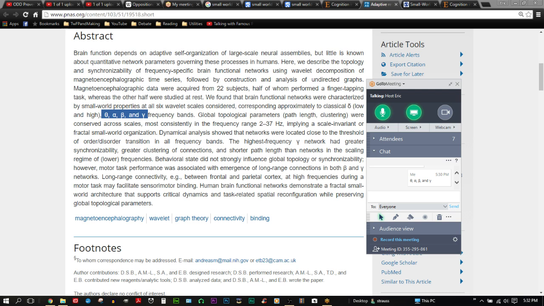Behavioral state did not strongly influence global topology or synchronizability. However, motor task performance was associated with emergence of long-range connections in both networks. Long-range connectivity, e.g. between frontal and parietal cortex at high frequencies during a motor task, may facilitate sensory-motor binding. Human brain functional networks demonstrate a fractal small world architecture that supports critical dynamics and task-related spatial reconfiguration while preserving global topological parameters. So in other words, change is localized.